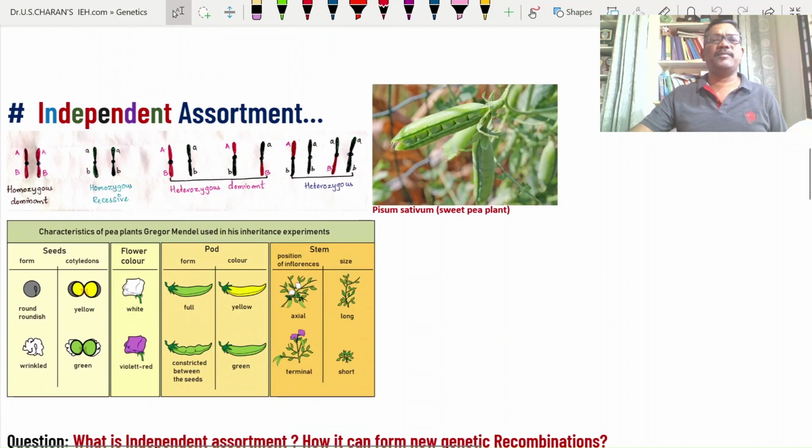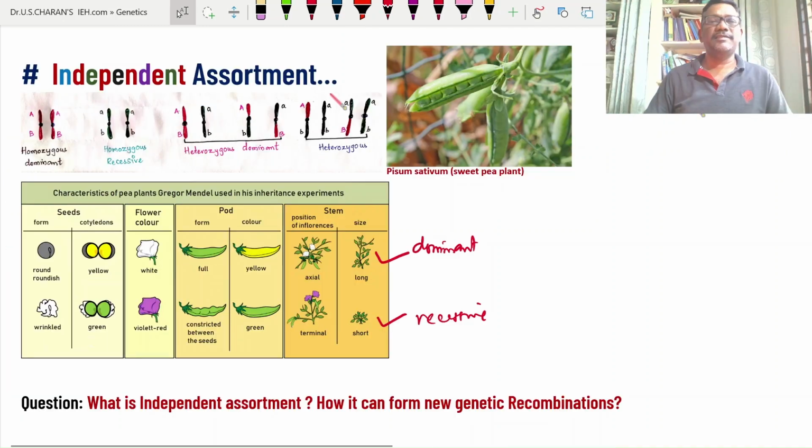So now I am concentrating on independent assortment. In independent assortment, the genes or alleles located on the chromosomes of sweet pea plants, Pisum sativum, assort independently or separate independently during the meiotic division and enter into different gametes by involving in the crossing over. That's why they form new types of genetic recombinations in the gametes as well as in the next generations. In this independent assortment, Mendel conducted many experiments on the pea plant, Pisum sativum.